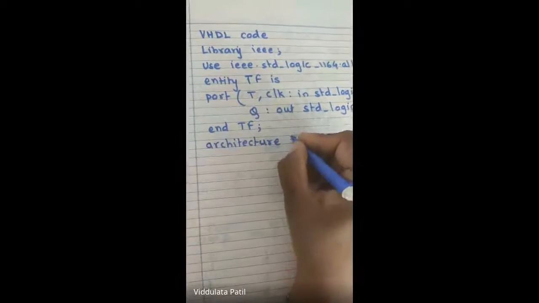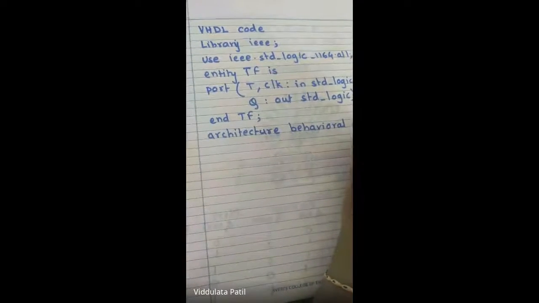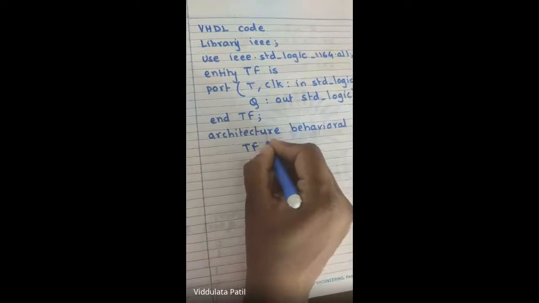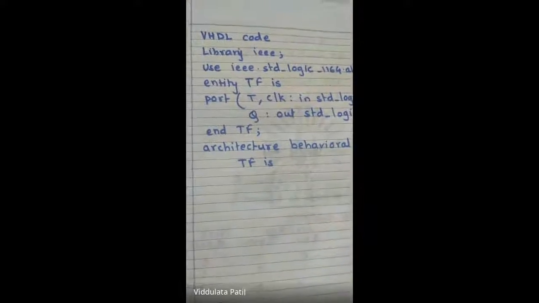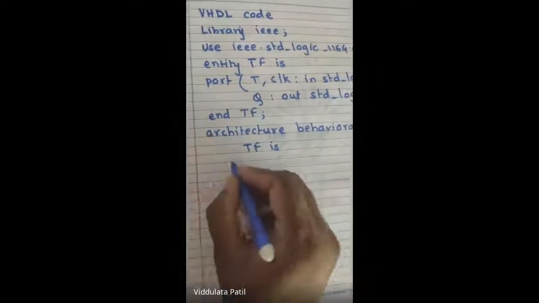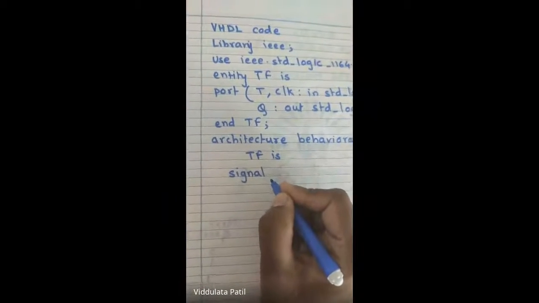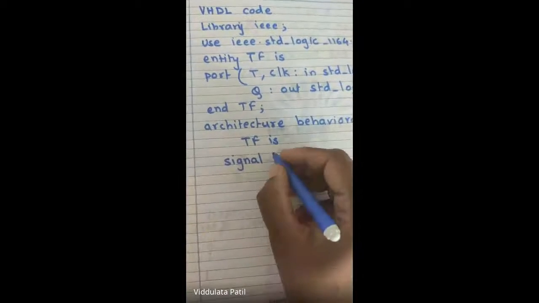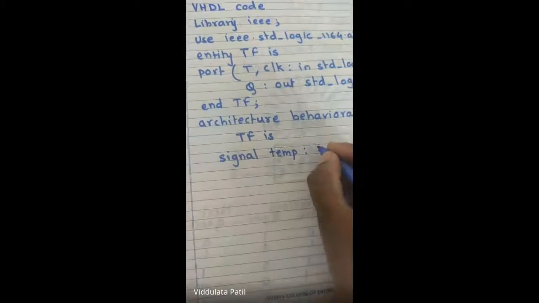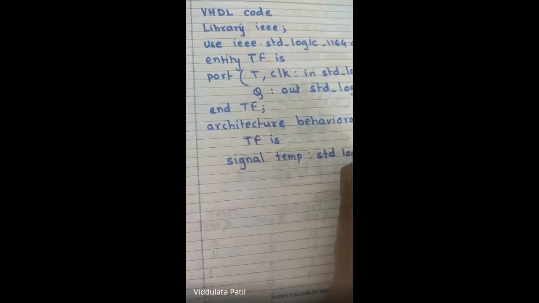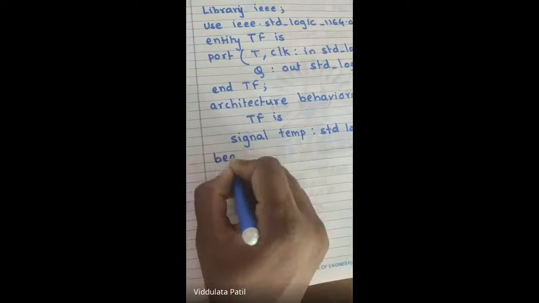Architecture behavioral, I'll give the same name as earlier, behavioral of TF is. Now in this circuit, we will take one signal, which we are declaring in the architecture body, not in the port declaration. So signal TMP, which is of type STD_LOGIC. This is the temporary signal that we are taking, and then we are going to start with begin.